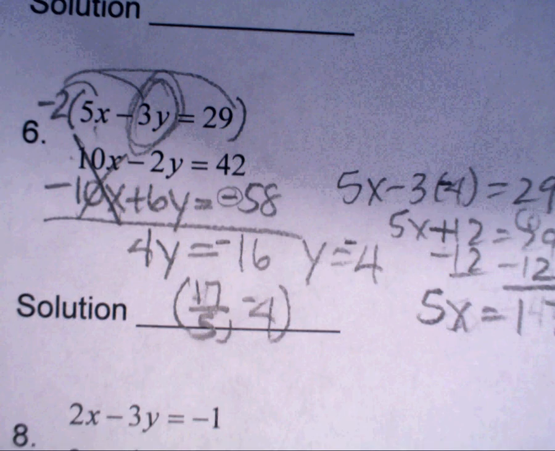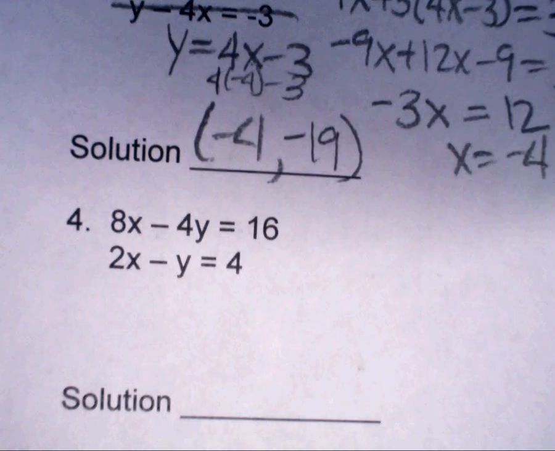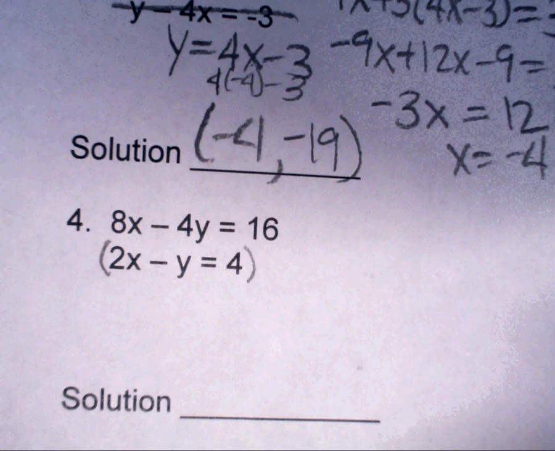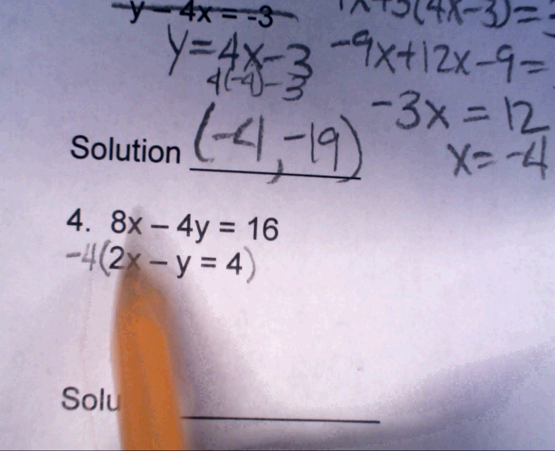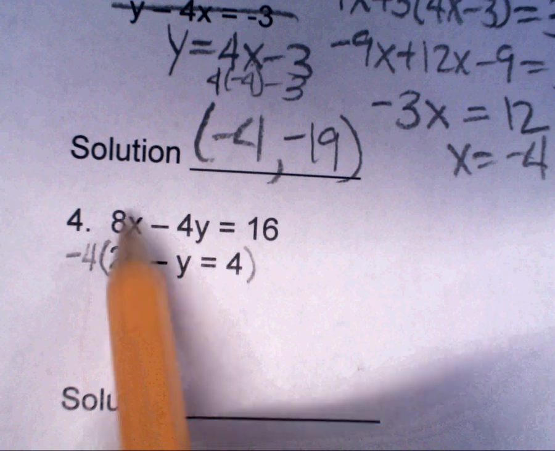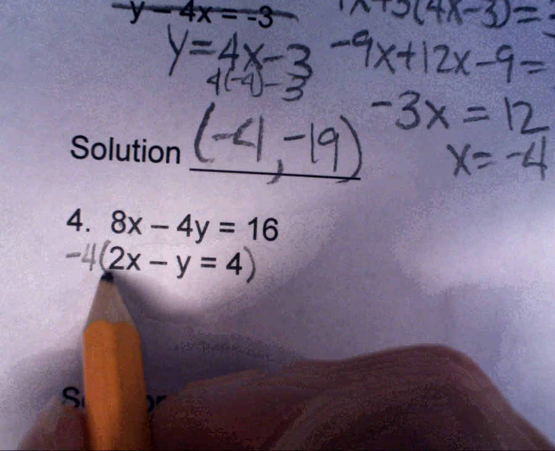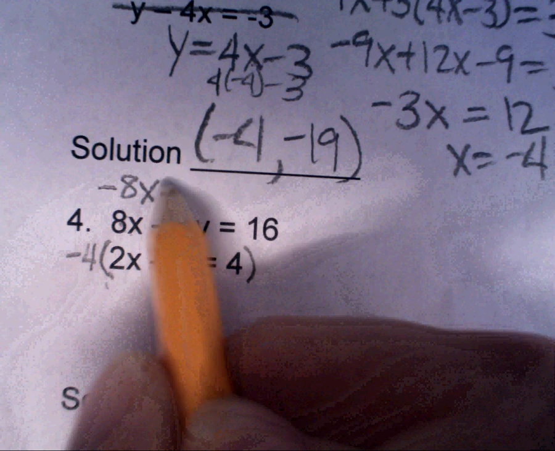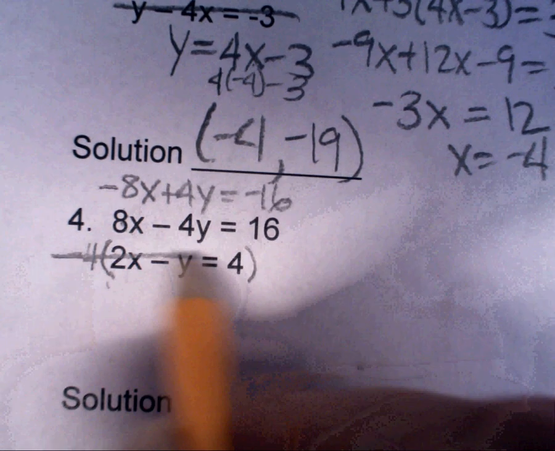Okay. So, number 4, we could really do any method we want. I'm going to do elimination. It's probably one of my more favorite ways. So I'm going to multiply this equation by negative 4 because what I want is these x's look awful close to canceling if just one was a negative 8 and this is a positive 8. So I'm going to put the result up here, negative 8x plus 4y equals negative 16. All right, so that went away.